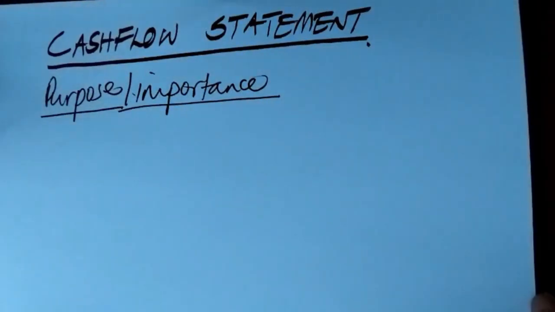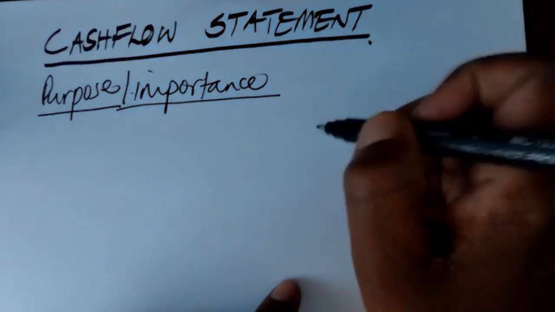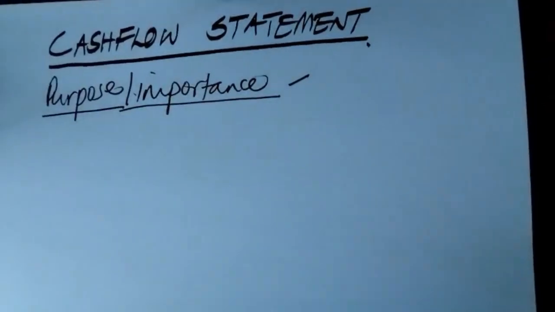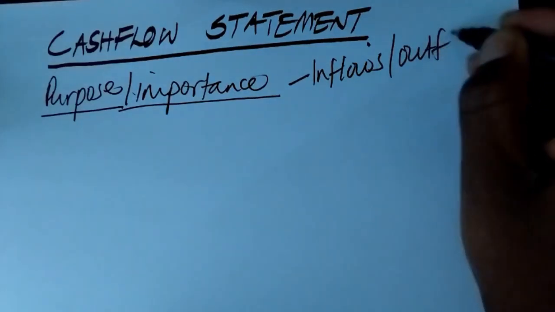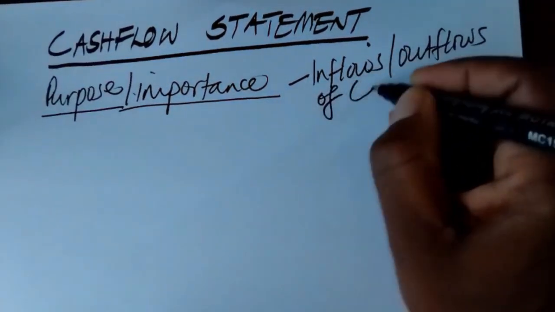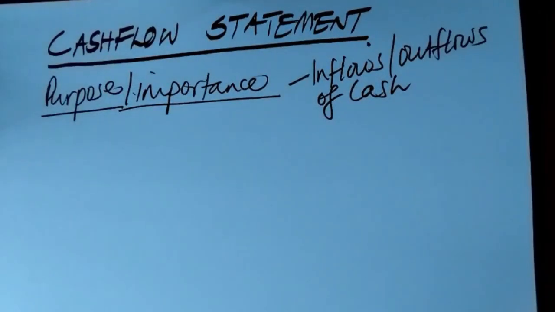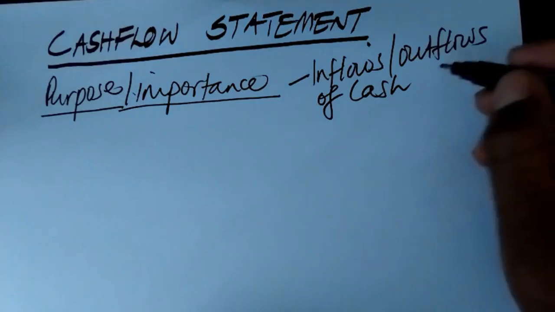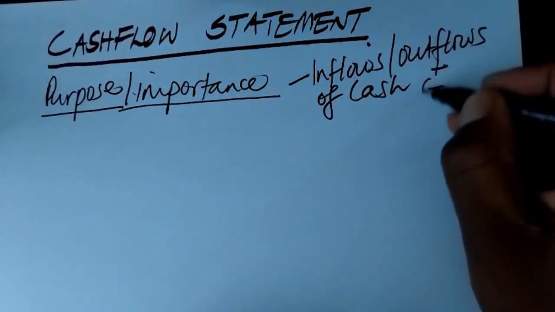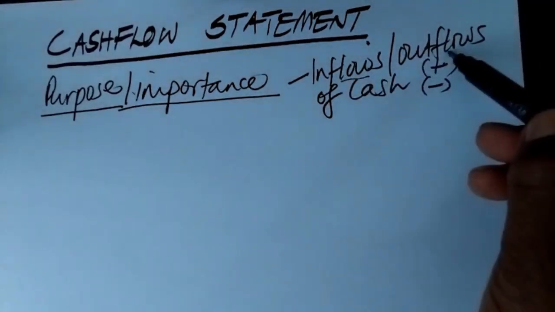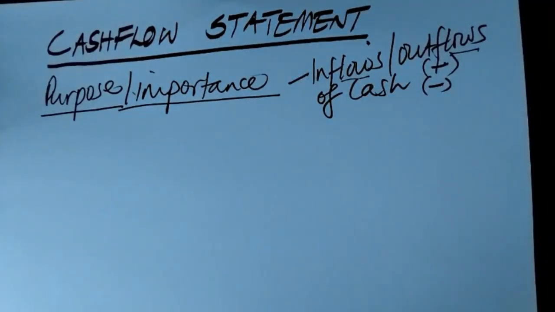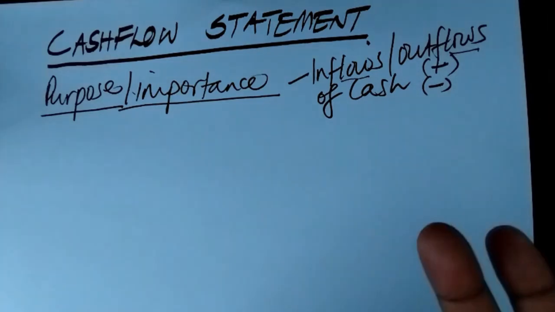So when you talk of the purpose or importance of the cash flow, is to report or to record the inflows and outflows of cash. In other words, the main purpose of the cash flow is to record the inflows and outflows of cash. And we know that the inflows result in a plus, and the outflows result in a minus. But if you look closely at inflows and outflows of cash, you're basically talking about the bank balance, because when money comes in, it's recorded in the bank. When money goes out, it's recorded in the bank.